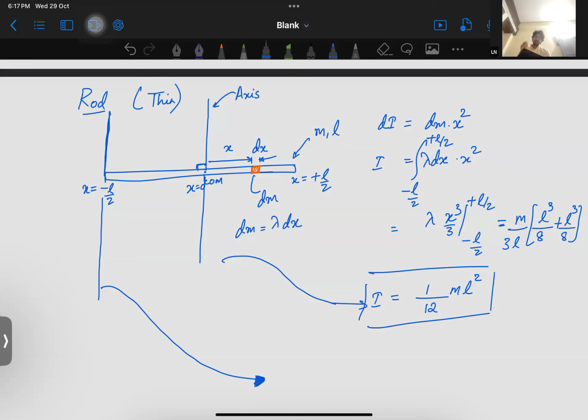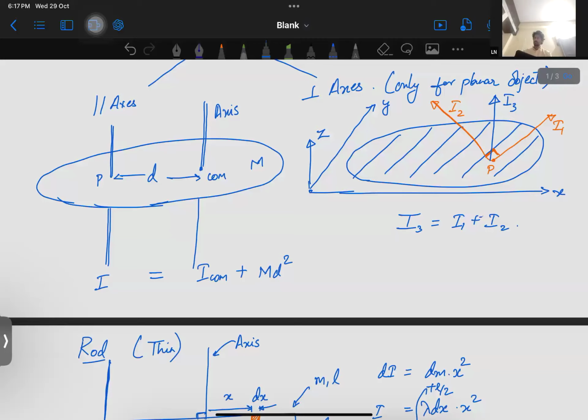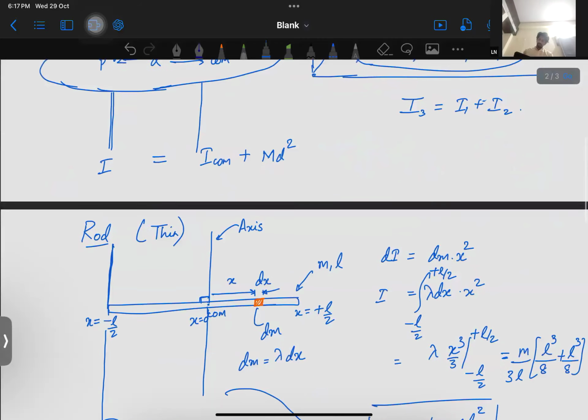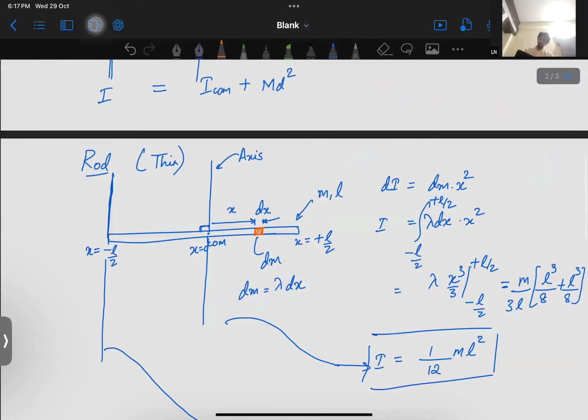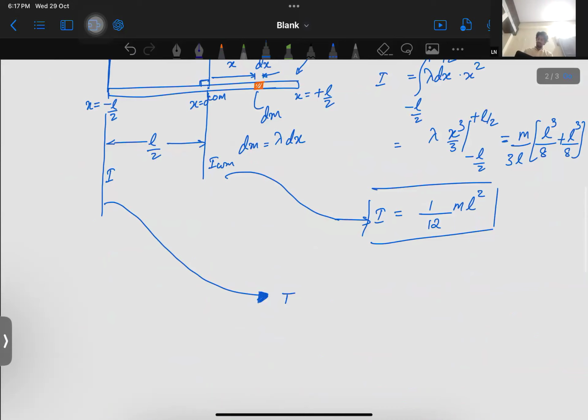Or we can use the parallel axis theorem. What is the parallel axis theorem? This I is equal to I com plus mass into distance squared. So what is the distance between this axis and this axis over here? Is that half of L? Yes. Just use that. Easier it is. This is nothing but I com plus the mass into L by 2 the whole square.